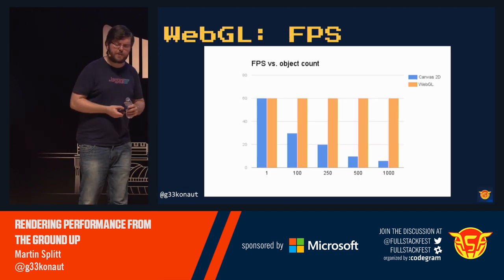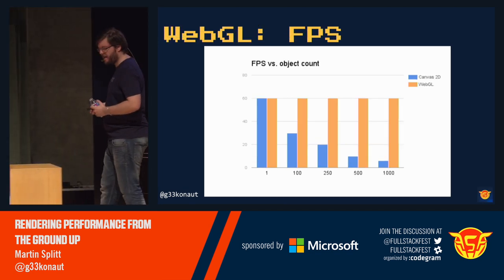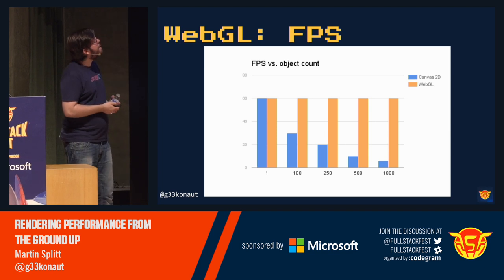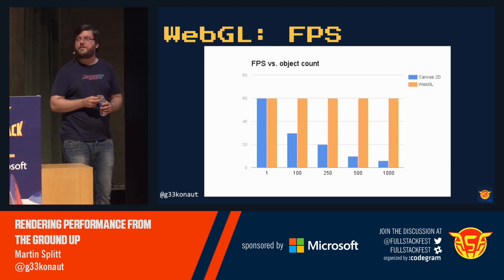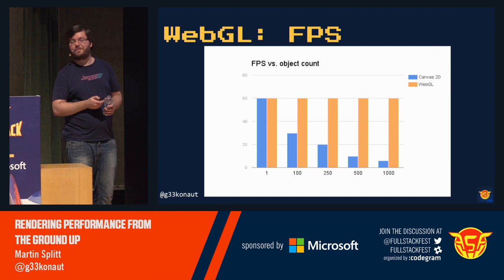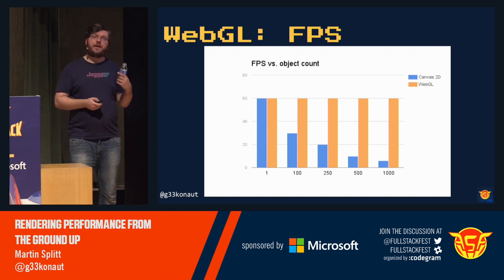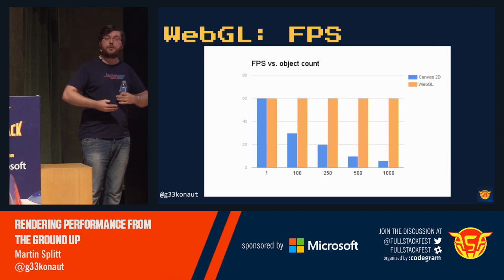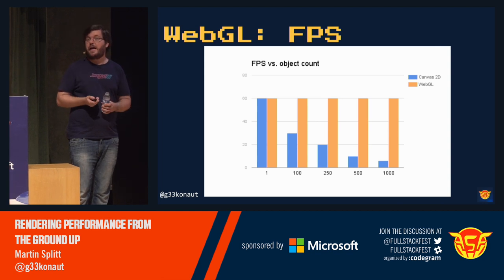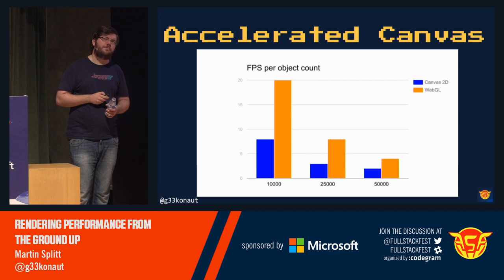Now, how does WebGL turn up? All right. Slightly different performance characteristics, I would say. And you can turn on hardware acceleration, which means shadering all the things that you can shader for Canvas 2D as well. And it doesn't change much.